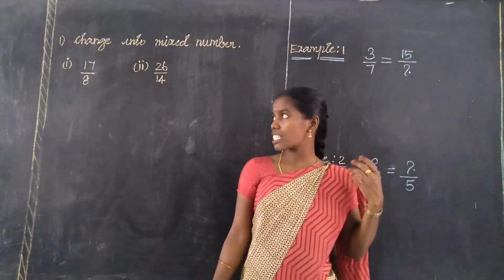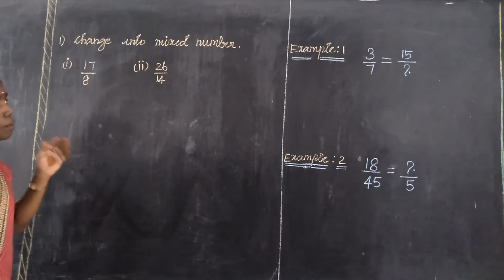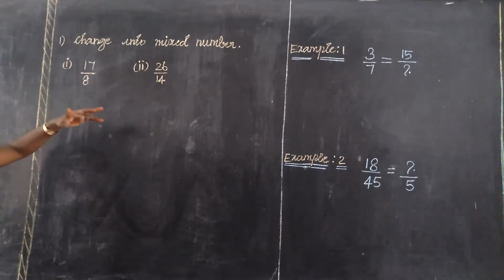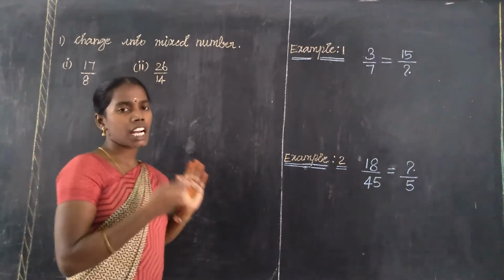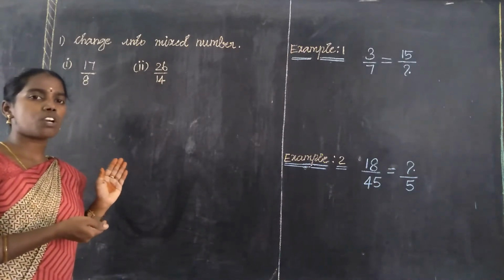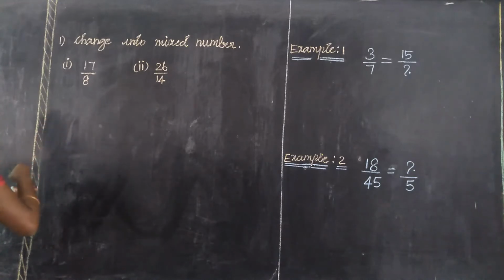Given this example problem, we are changing fraction numbers into mixed numbers. A mixed number means the first number is a whole number and the other number is a fraction number. See, find out this number. Solution.